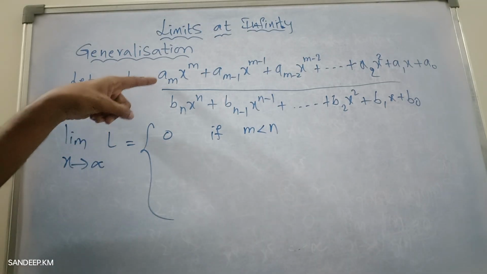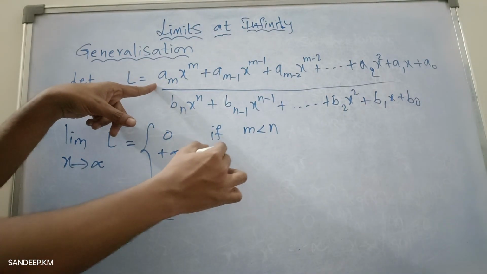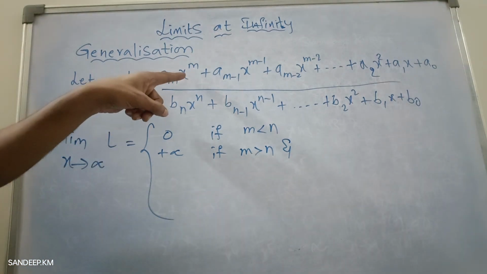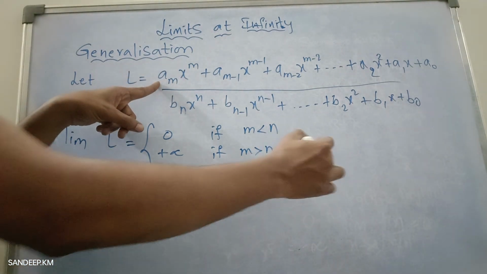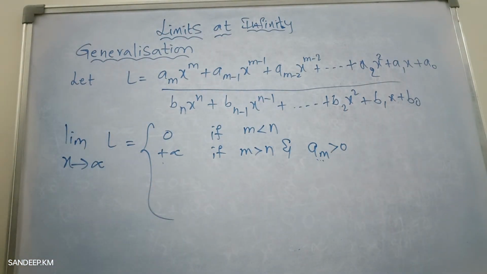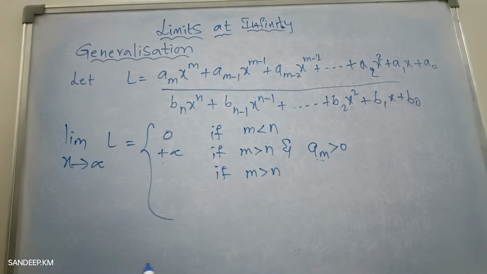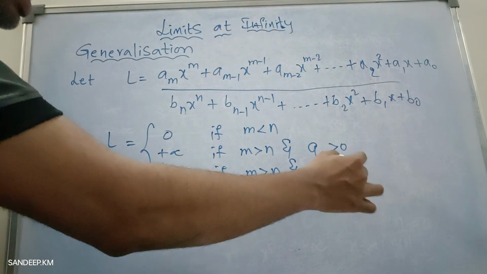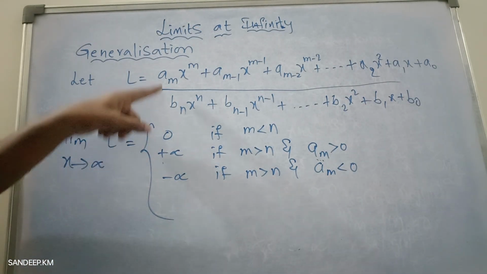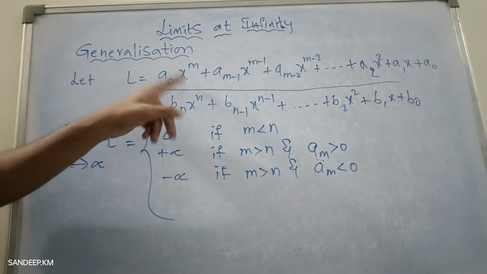Next, the answer will be plus infinity when the degree of numerator is more than degree of the denominator, and at the same time, the coefficient of x power m, am, is positive. This is important. If am is positive, you will get plus infinity in the case when the degree of numerator is more than degree of denominator. And if am is negative, then the answer will be minus infinity. So the answer will be plus infinity if am is positive, minus infinity if am is negative, okay? The coefficient of highest power of x.